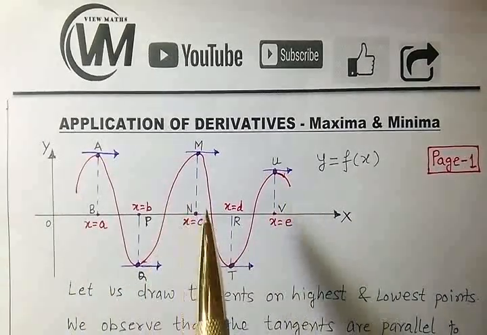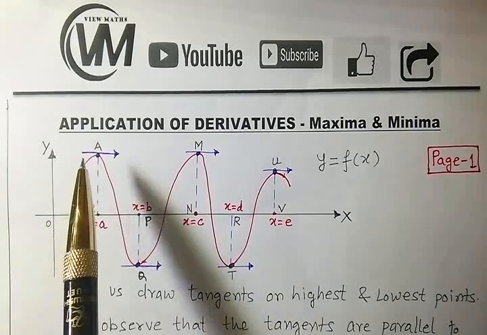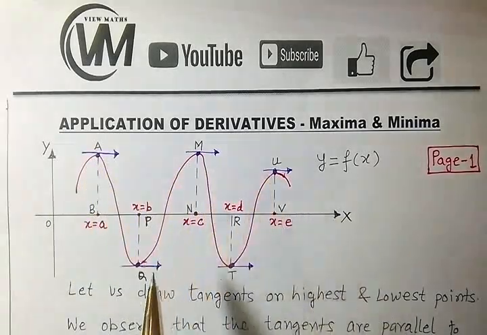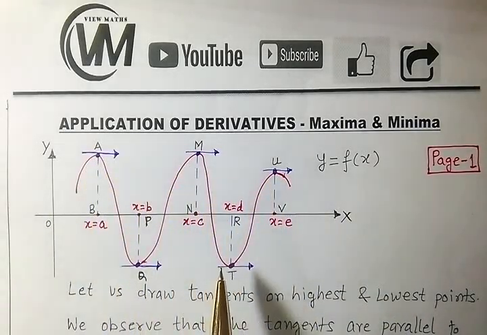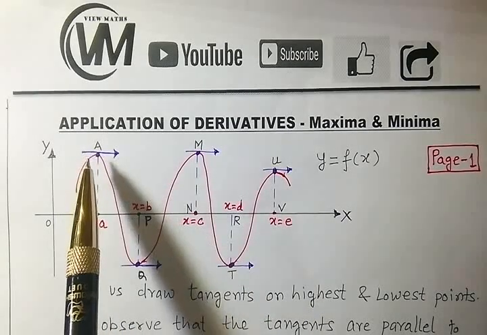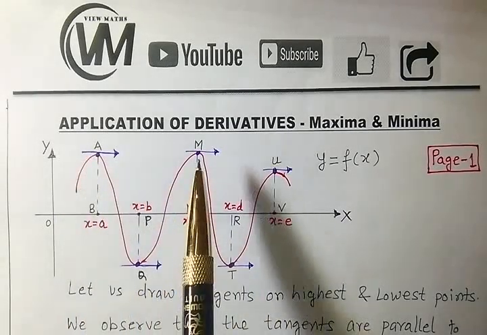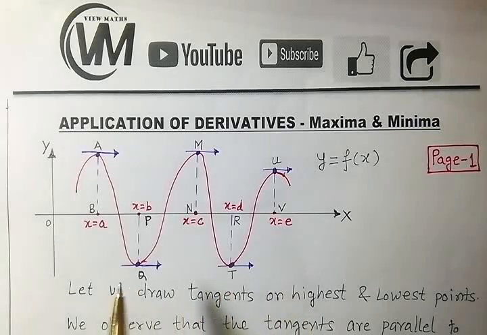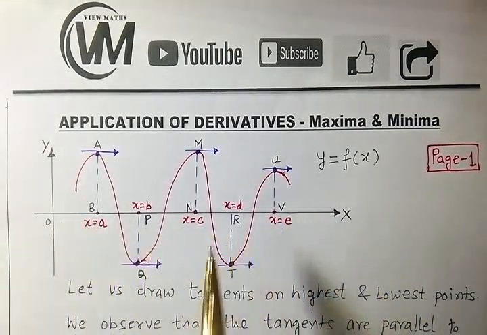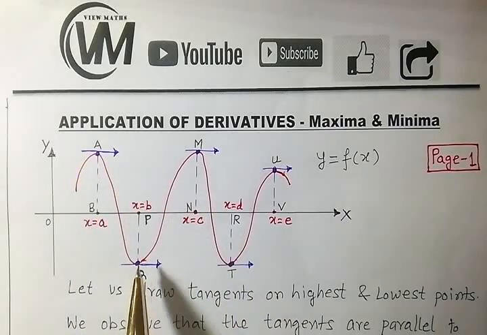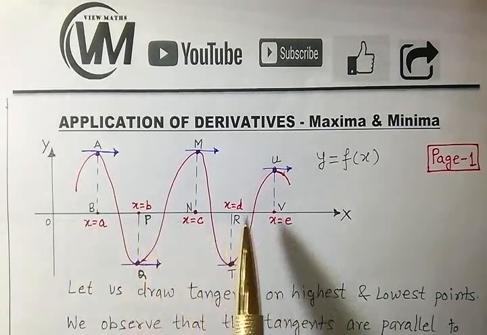Let us observe this graph. We have a few peak points and a few lowest points also in this graph. So let us draw tangents at the highest and the lowest points. This is the highest point, this is the lowest point. Let us draw a tangent. What we observe, the tangent is a straight line which is parallel to the x-axis. So at the highest and lowest points, tangents are parallel to the x-axis.